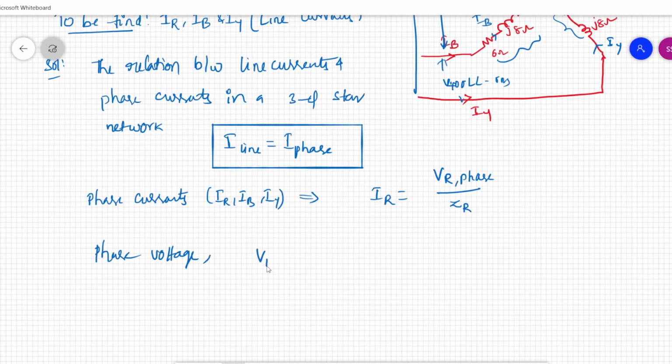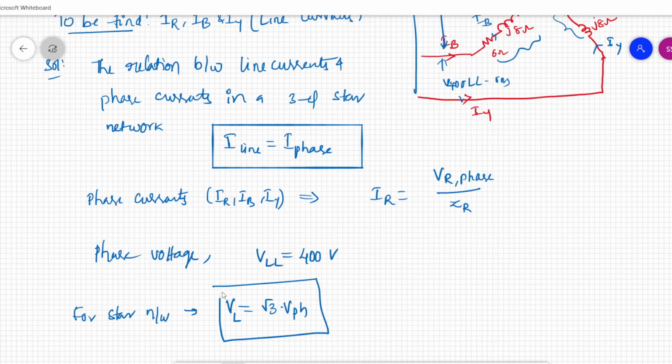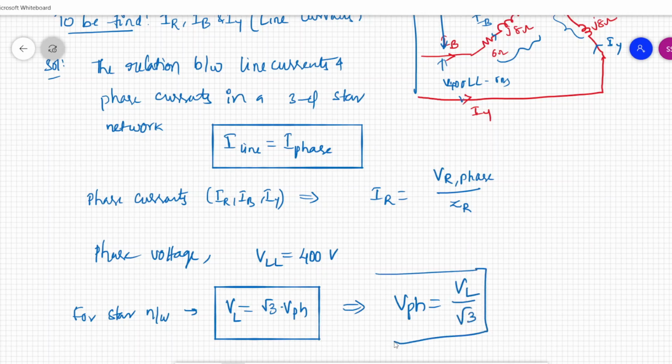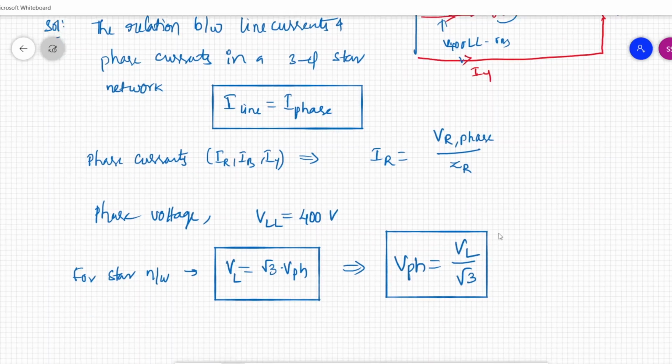We have line to line voltage of 400 volts. Line voltage is 400 volts. So what is the relation between line voltage and phase voltage for a star network, three-phase star network? It is VL equal to root 3 times V phase. We know this, right? So we have the VL value, we can find the V phase, which equals VL by root 3, right? This is the phase voltage for star connection network.